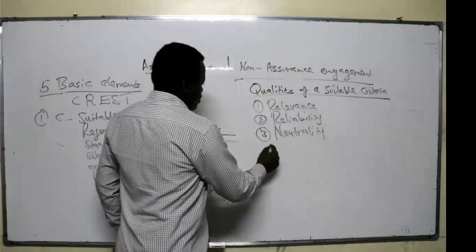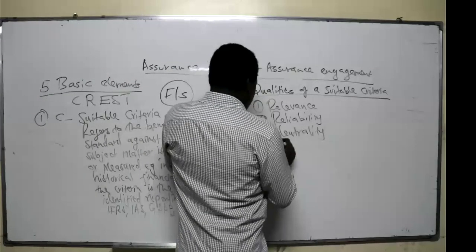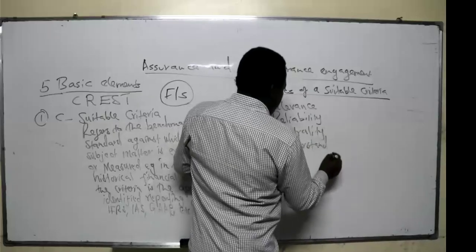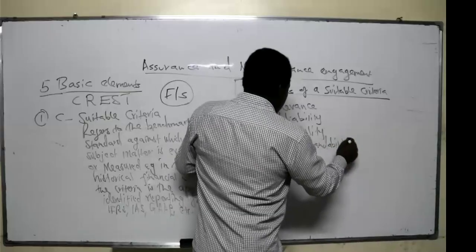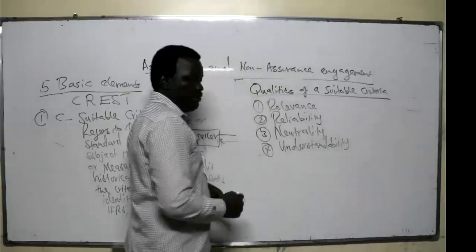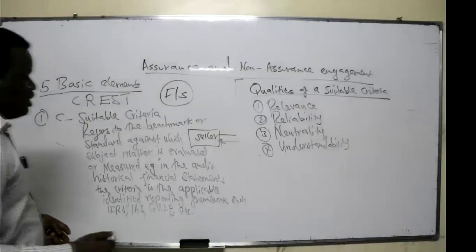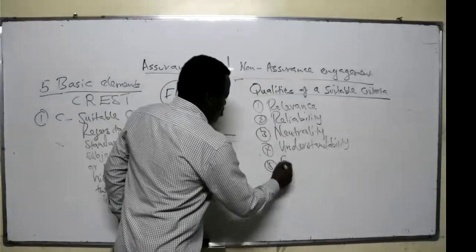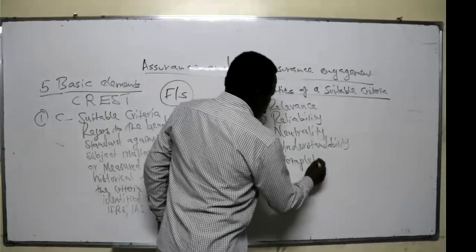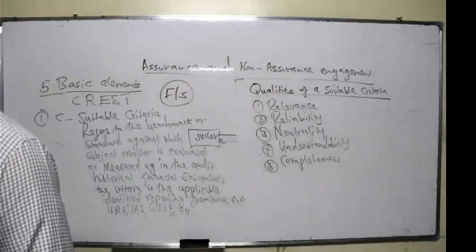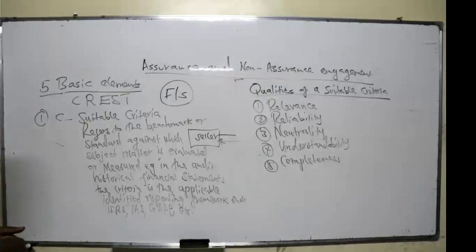Number 4 is understandability. Understandability is something that is understood by both the users and the preparers. The other one is completeness. A good criteria ought to be complete. So those are the qualities of a good criteria, that standard or benchmark used to evaluate the subject matter.